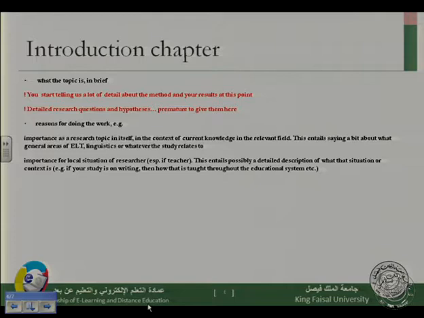If you are a teacher, this entails possibly a detailed description of what the situation or context is. So let's say that you want to do the language acquisition research in your school. So it is a good idea that you tell us about your school. You describe your school, the teaching methods in your school, the system in your school, so the reader can follow you when he reads your research.